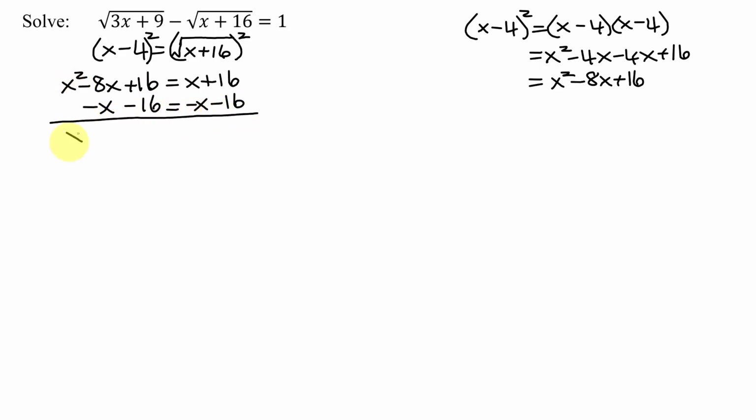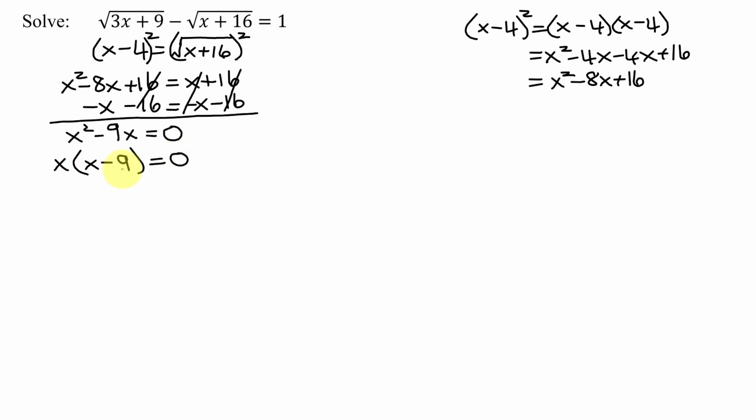So I get x squared. Negative 8x minus x is negative 9x. 16 minus 16 is 0 equals x minus x is 0. 16 minus 16 is 0. So I just get 0 on the right-hand side. This is a very simple quadratic equation to solve. I'm going to do it by factoring because there's a common factor of x. When you factor an x out, it's going to leave you with x minus 9.